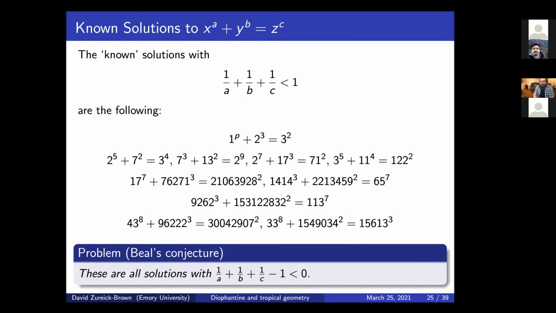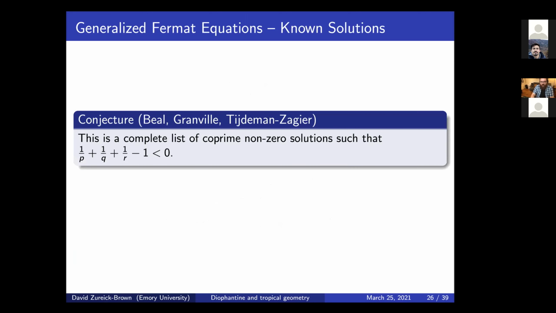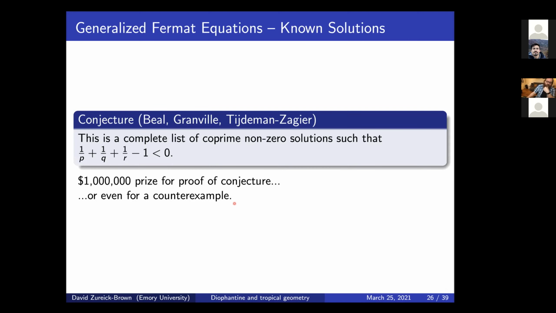So Beal's conjecture is that this is the complete list of solutions, as long as 1 over A plus 1 over B plus 1 over C minus 1 is negative. Now, Andy Beal is a rich banker who's an amateur. I mean, I think he has a math degree, but he's enthusiastic about mathematics. He initially put a $50,000 prize on the proof of this conjecture, eventually upped it to 100,000 and then $1 million. There's even a prize for a counterexample, but the prize for the counterexample depends on what that chi is.